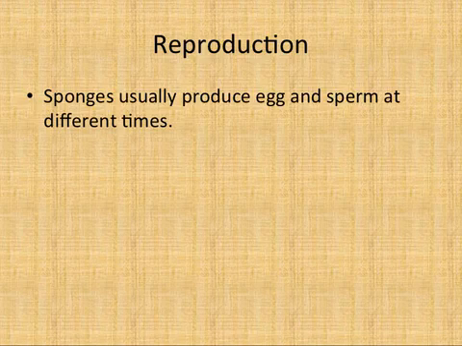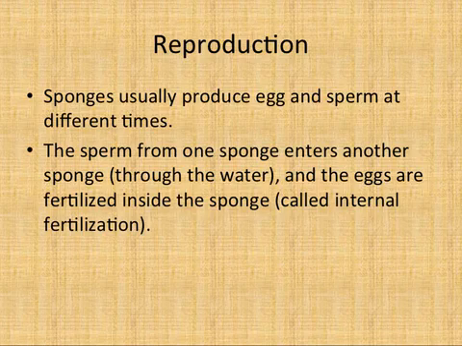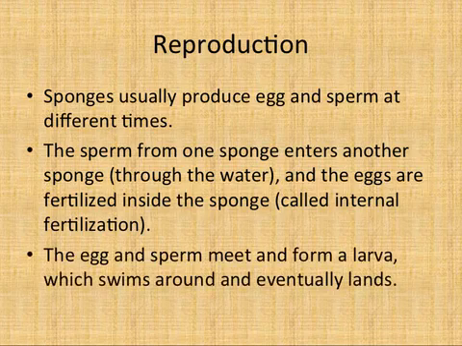Sponges do reproduce sexually. They produce egg and sperm at different times. So you may have two sponges that are next to each other that are of the same species, and one will produce egg and one will produce sperm. And then the sperm from the one sponge enters another through the water, and the eggs are fertilized inside of the sponge, and that's called internal fertilization because it happens inside the body of the sponge. The egg and the sperm meet and form a larva, which swims around and eventually lands.